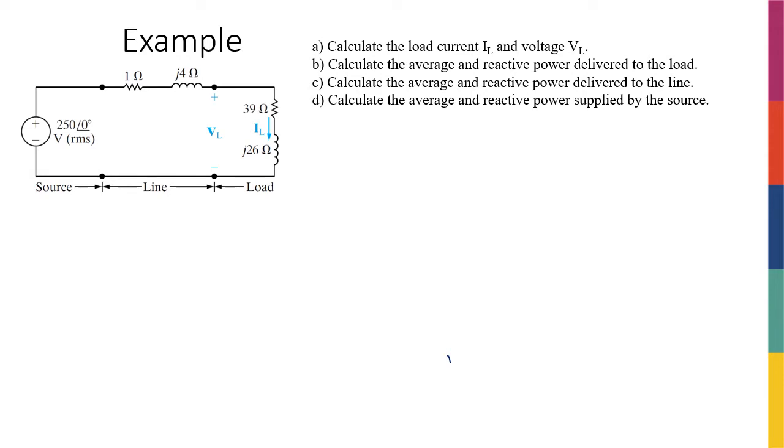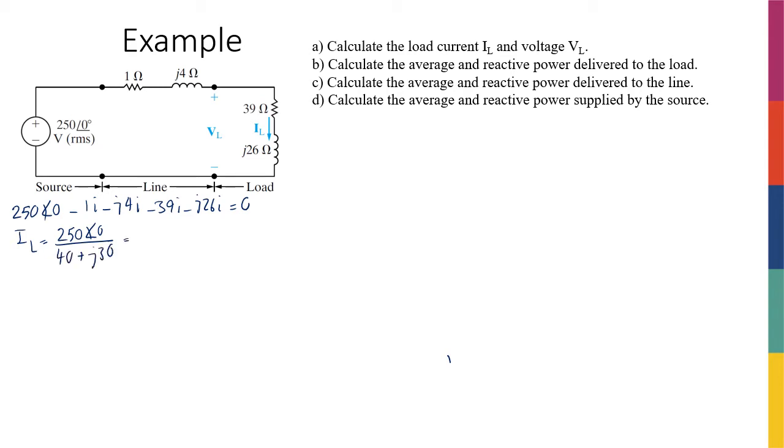I know that if I write KVL: 250 with an angle of 0 minus 1I minus j4I minus 39I minus j26I is going to be 0, right? All of these are in series, so IL is really the current that is going through all of them. So IL is going to be 250 with an angle of 0 divided by the addition of all these complex numbers, which will give you 40 plus j30.